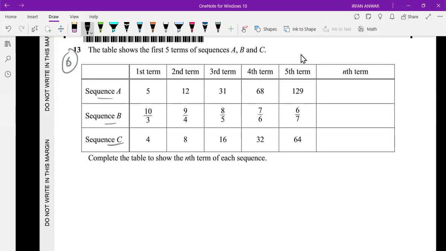So here's my recipe. Always write the terms vertically against their term number. So for example, 1, 2, 3, 4, 5, and here we have 5, 12, 31, 68, 129. I'm talking about sequence A. It helps you spot the pattern instantly.